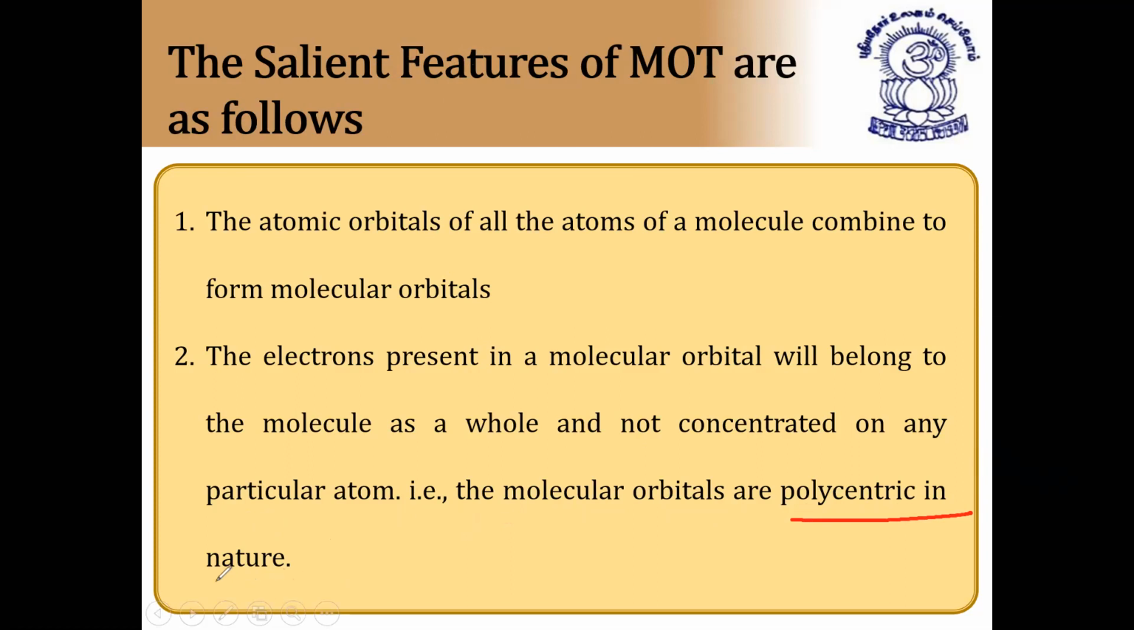So which of the following is true regarding molecular orbitals? The atomic orbitals of all the atoms of a molecule combine to form molecular orbitals, just like atoms combine to form molecules. The electrons present in the molecular orbital will belong to the molecule as a whole and not be concentrated on any particular atom. So the molecular orbitals are polycentric in nature. I hope it is clear now.